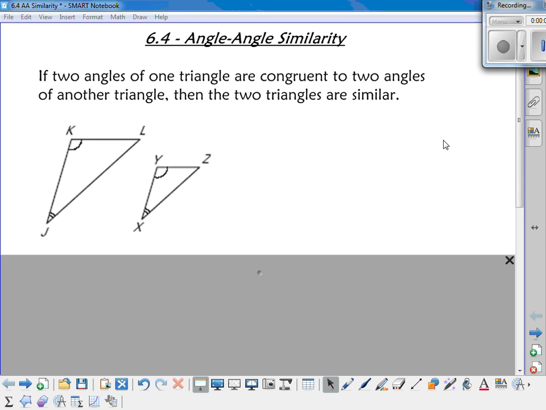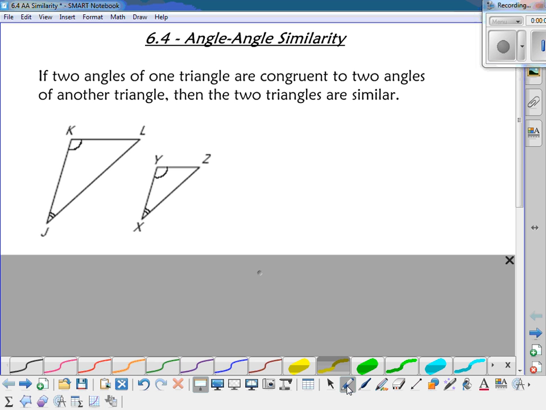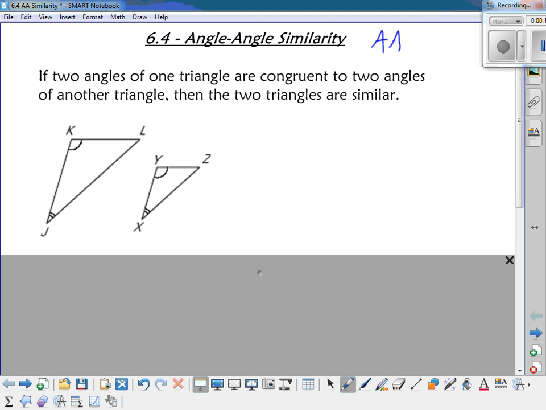The objective of this video, we will show that triangles are similar by angle-angle similarity. And you can abbreviate that with AA and the similarity symbol. So if two angles of one triangle are congruent to two angles of another triangle, then the two triangles are similar. So in my figure here, I'm given that angle K is congruent to angle Y, and angle J is congruent to angle X.